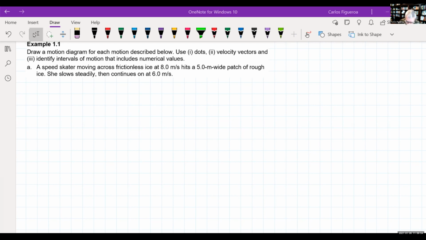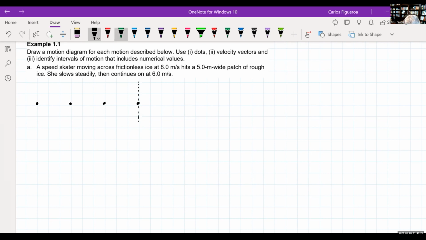So the first thing that I imagine here is that I have a series of points. The ice skater is coming in, and what I'm seeing is that she's coming in at constant velocity. And then at some point, there's the start of the rough ice. Now, how many seconds does it take for the rough ice? I don't care. That's not important. What is important is the overall picture. So let's draw it out.